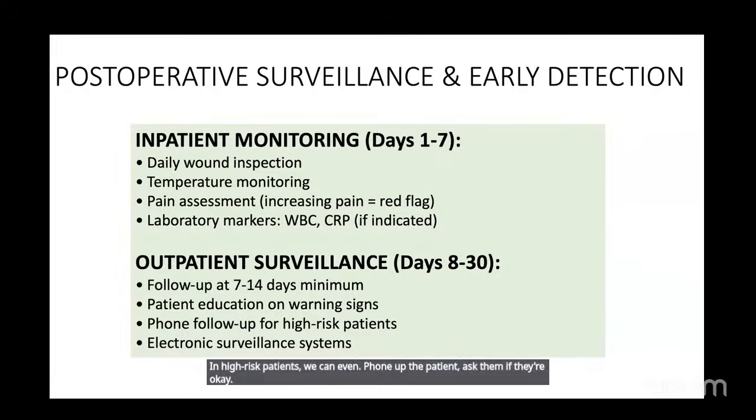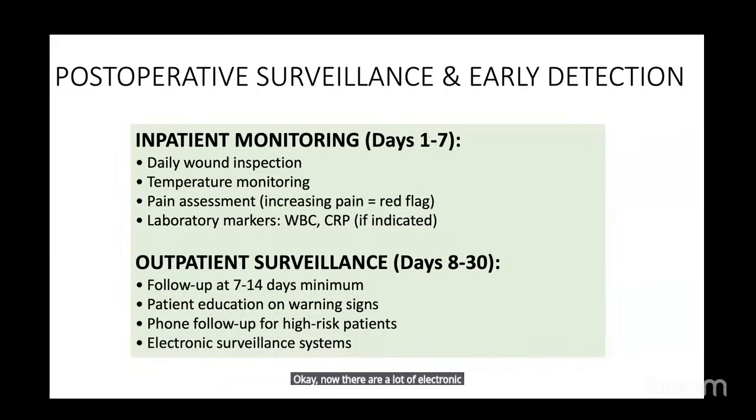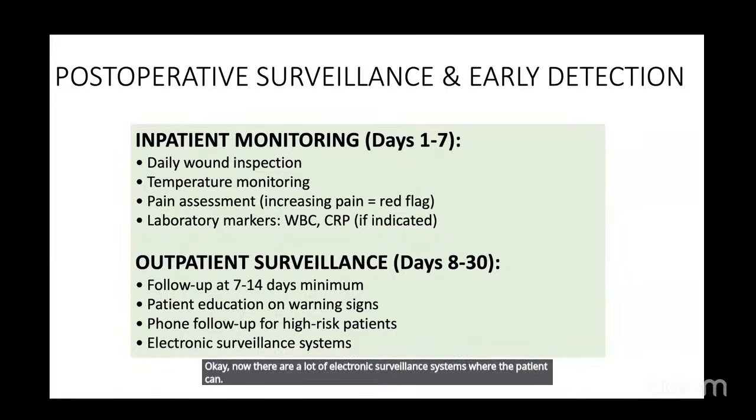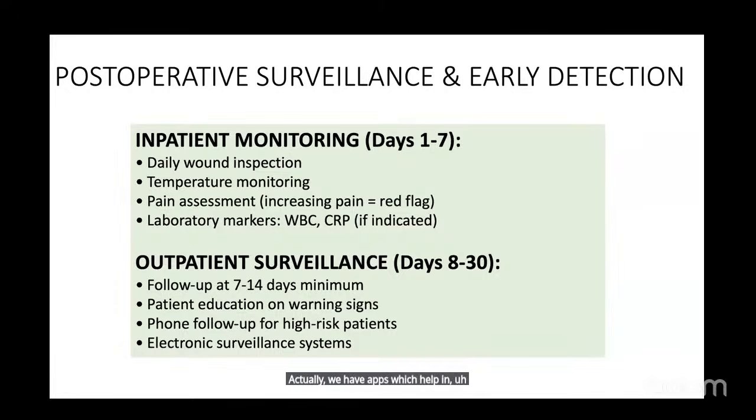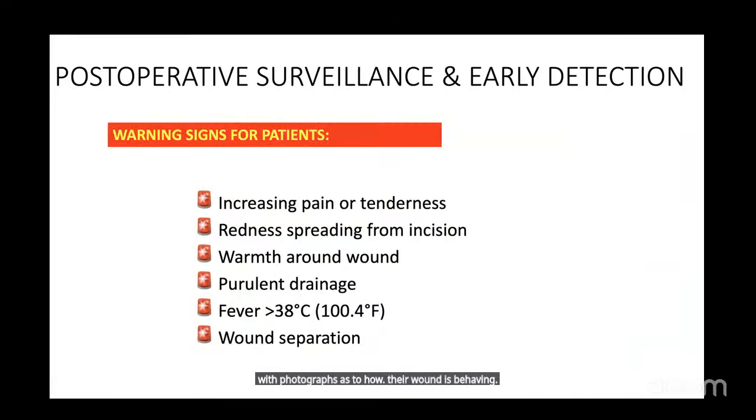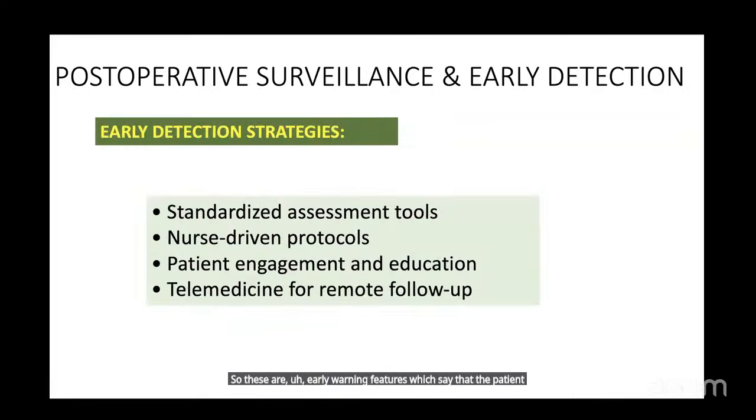Okay, now there are a lot of electronic surveillance systems. We have apps which help the patient communicate with us with photographs as to how their wound is behaving. So the warning signs are increasing pain or tenderness, redness which spreads from the incision, warmth around the wound, pus which comes out, fever, and the wound separating. Now these are early warning features which say that the patient has a surgical site infection.